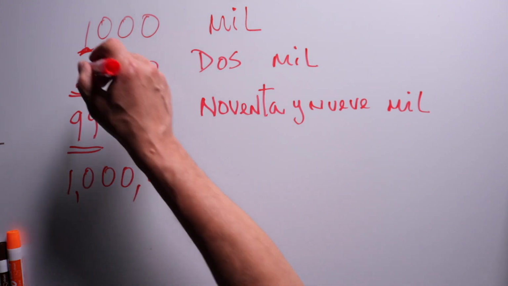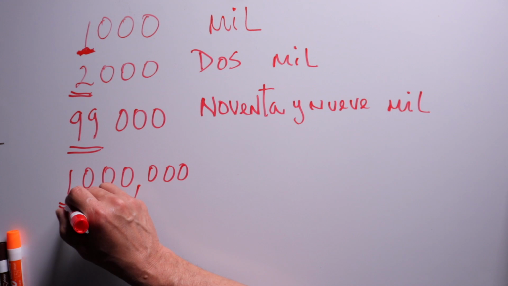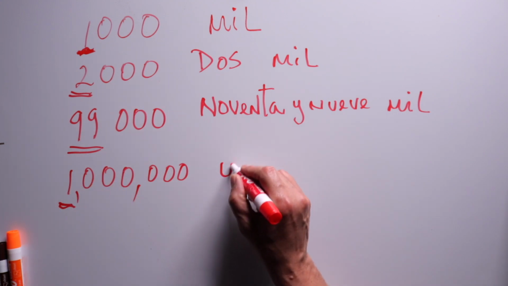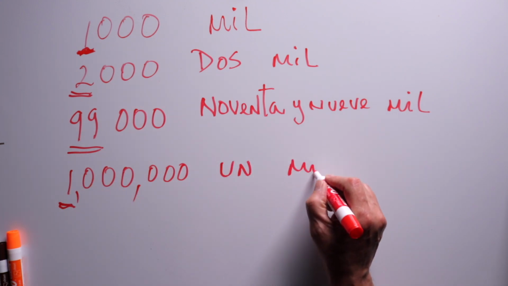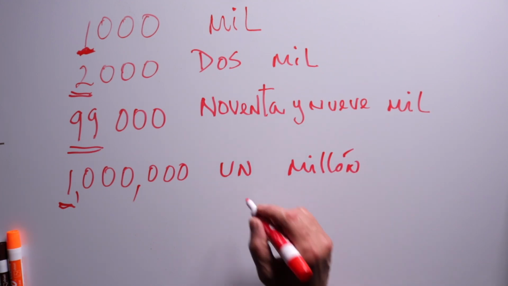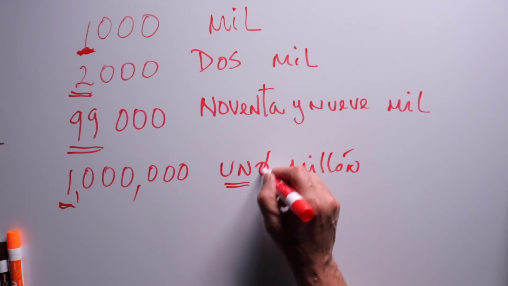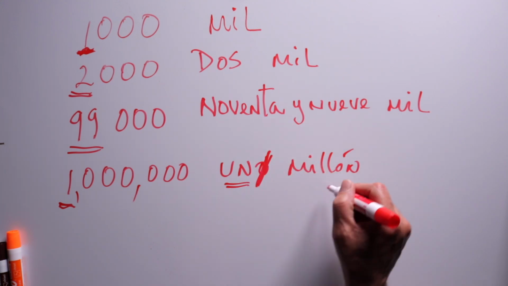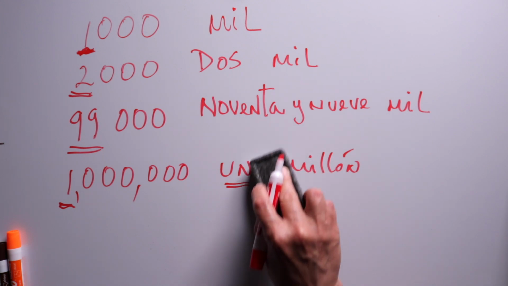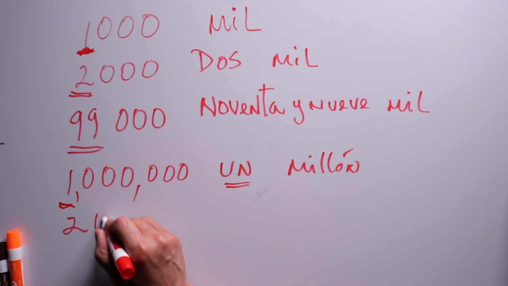Remember what I said with mil. We don't have to say the número uno. But in millón, we have to do it. So we will say un millón. And there is a reason for doing that. Right? Un millón. Remember the rule. Uno, always drop the O in front of a masculine noun. Millón is masculine. Right?